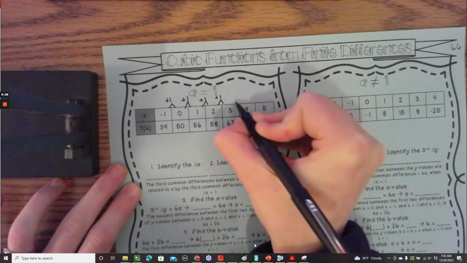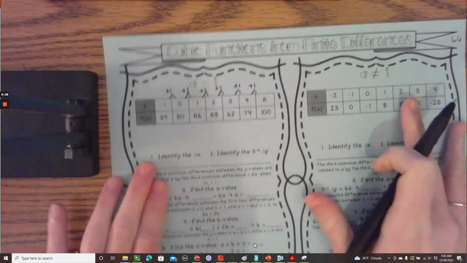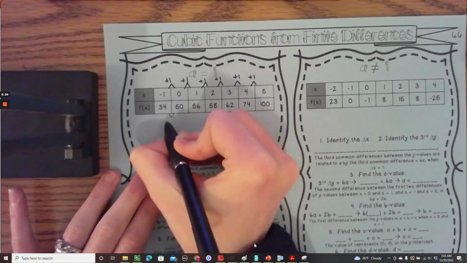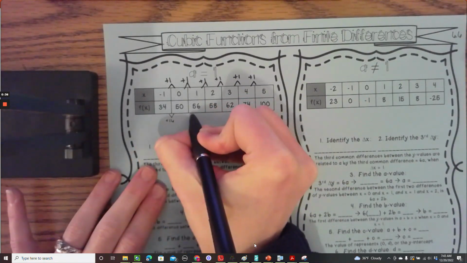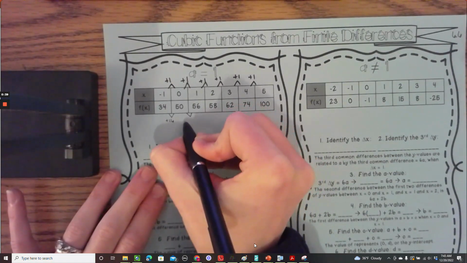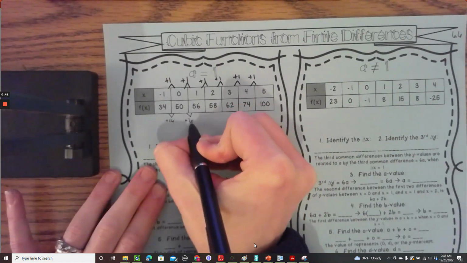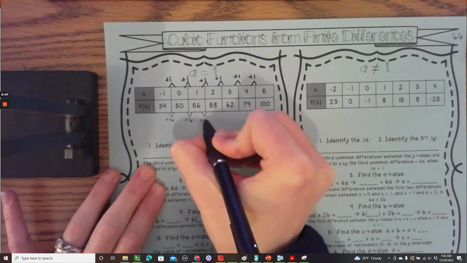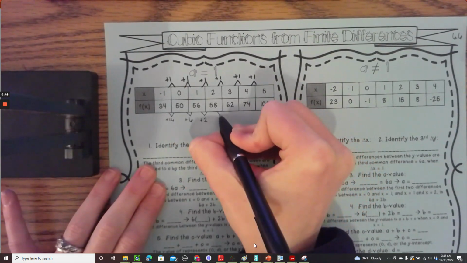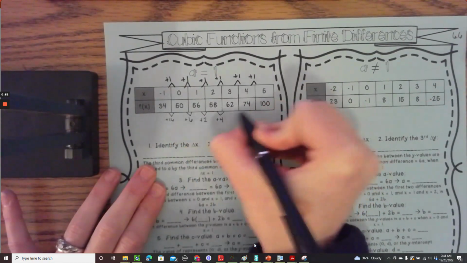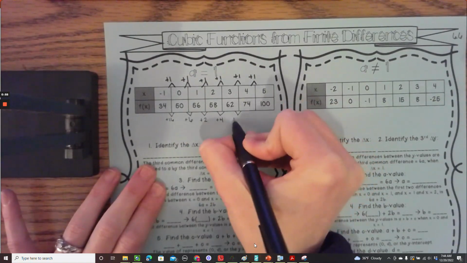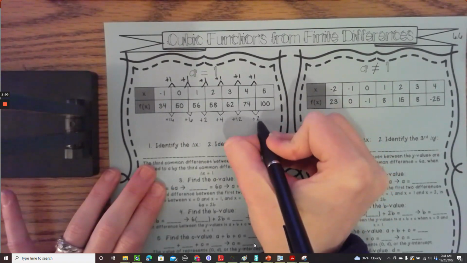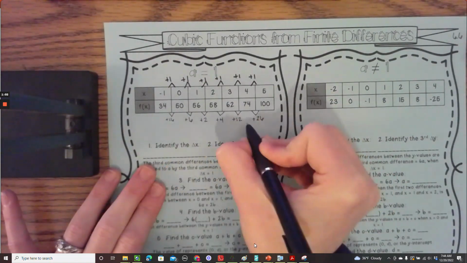I'm going to grab my smaller pen here to do the change in y. So remember, you go backwards. 50 minus 34 is a positive 16. 56 minus 50 is a positive 6. Apologize for how small I'm having to write here. 58 minus 56 is a positive 2. 62 minus 58 is a positive 4. 74 minus 62 is a positive 12. And then 100 minus 74 is a positive 26. So that's the first change in y.